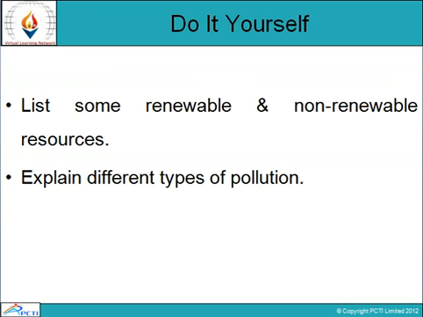At the end of the session, you have 2 questions to do yourself. List some renewable and non-renewable resources and explain different types of pollution.